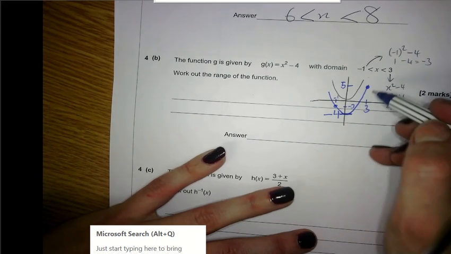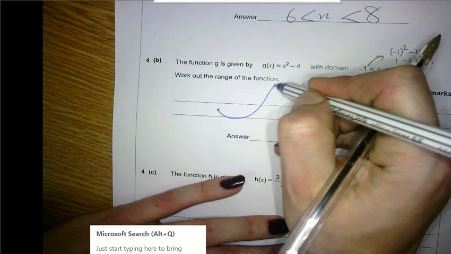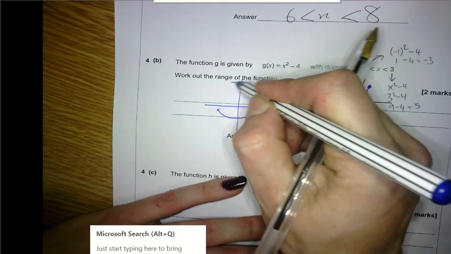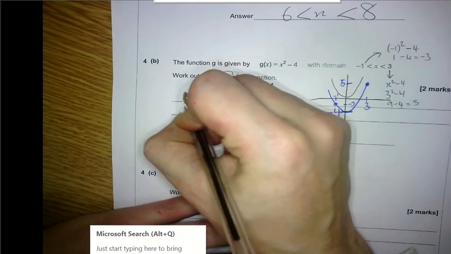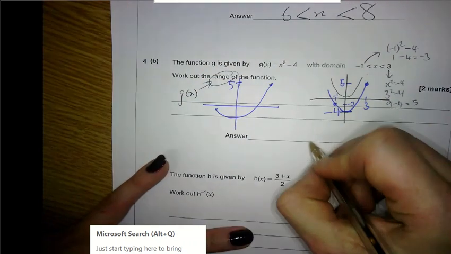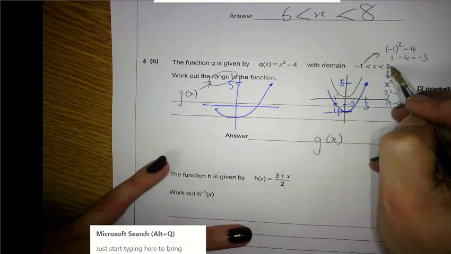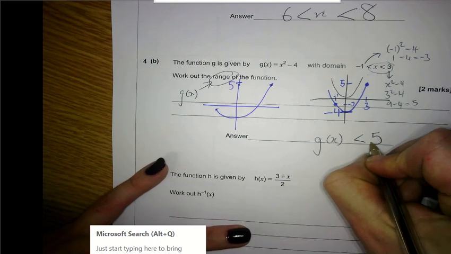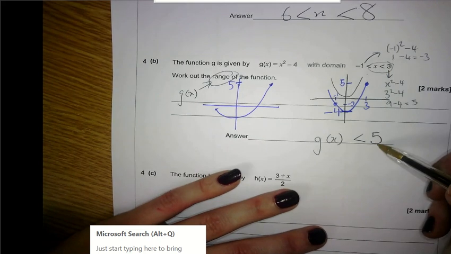I can see that the maximum is 5. I'm just going to draw that bit again. I can see that the maximum value is 5. So for the range, this is g of x, or y. I can see g of x is less than or equal to 5. So when x is 3, g of x is 5. So if x is less than 3, g of x is less than 5.